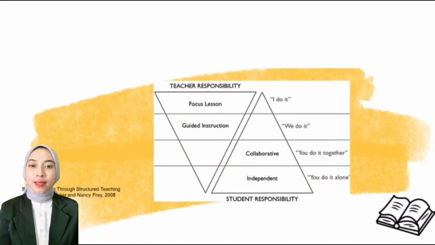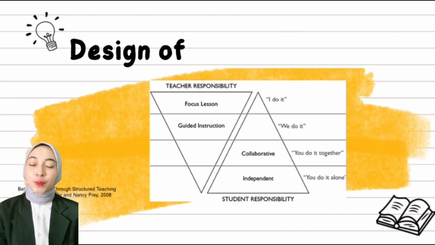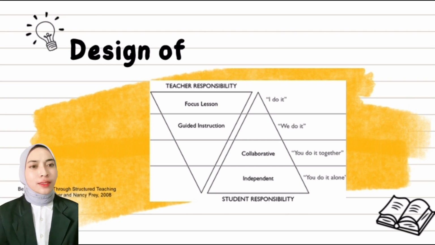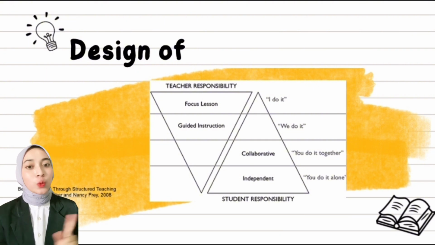The next is design of flipped classroom. So in flipped classroom there are two designs. The first is from teacher responsibility. In teacher responsibility, there is focus lesson, meaning the teacher teaches the lesson, I do it. So the teacher is the one who does that. And quick instruction, so the teacher gives the instruction and the students do it. So we do it, or we can do this together.